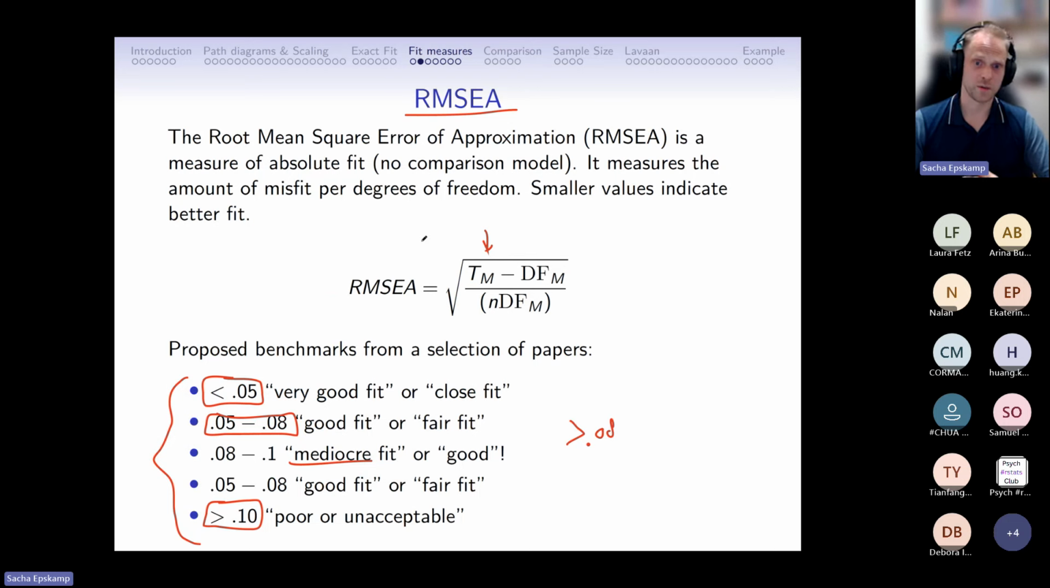There's a nice thing about the RMSEA that I don't talk about here: it has a sampling distribution, which you can use for power analysis. That means you can actually use this to determine sample size. But it's a bit more of a complicated topic, so I don't talk about it here.